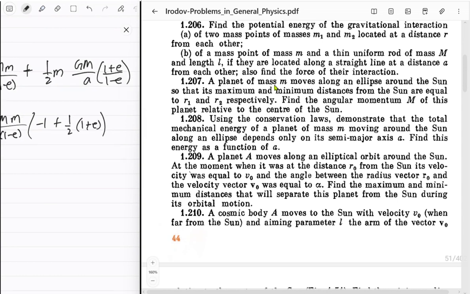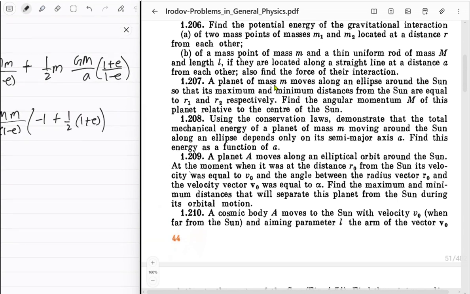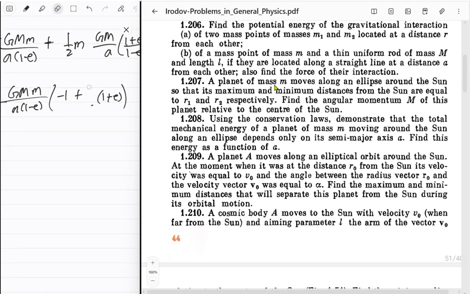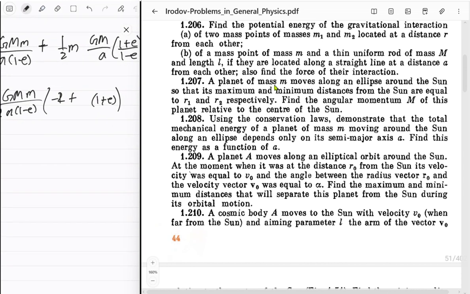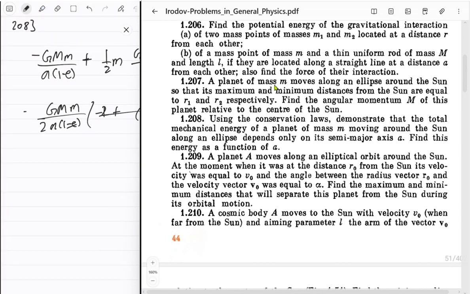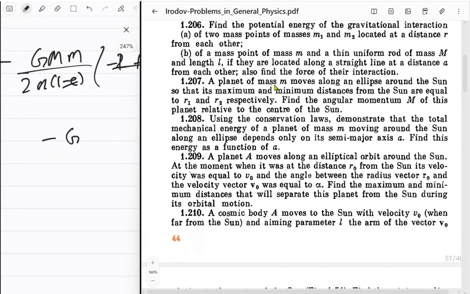This thing would just be, take that 2 common as well. So you got this 2 out. It's just E minus 1, isn't it? So this actually cancels, and you just get a negative in the front. There we go, just negative GMm upon 2A.